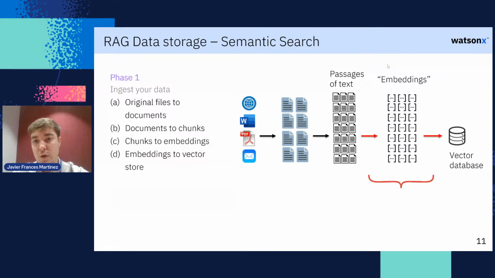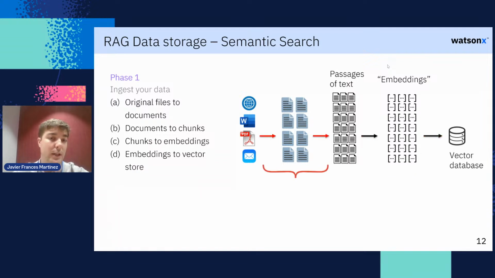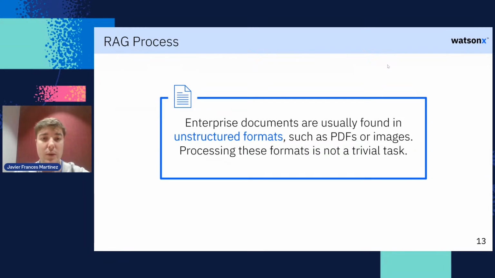For this last step, of course, we can use Elasticsearch. And in this project, for this previous step, we have used a Python script. This first step, we call it document conversion, and it's the process of converting the documents to passages of text. However, it's not a trivial task, especially when working with unstructured formats, such as PDFs or images. It's a really tough task to convert those documents into chunks of text.